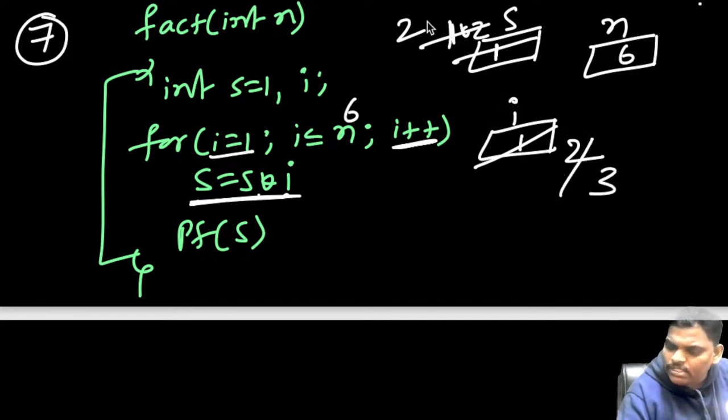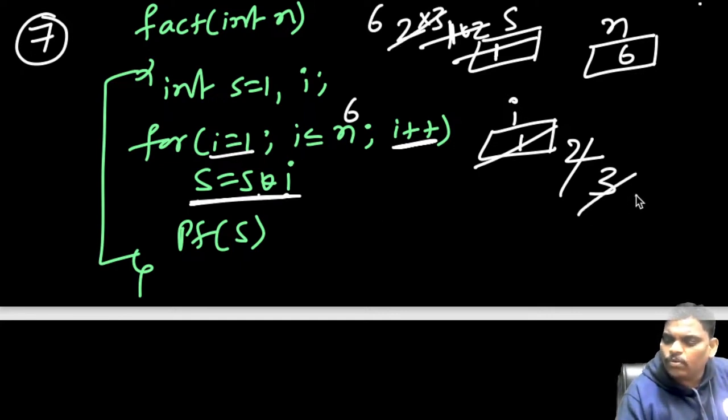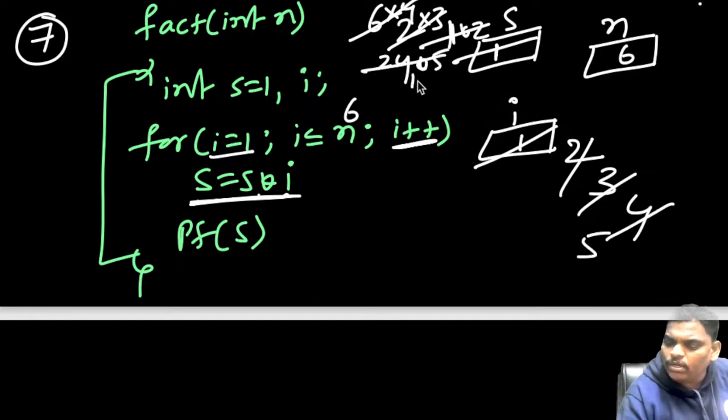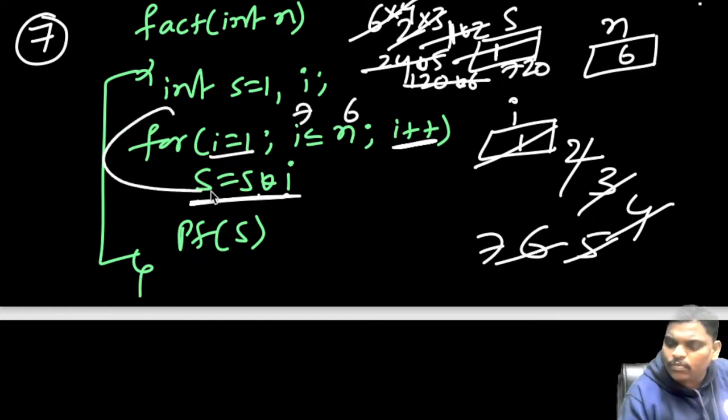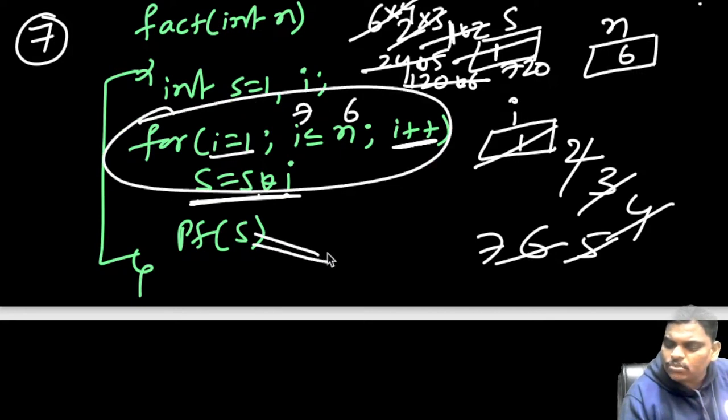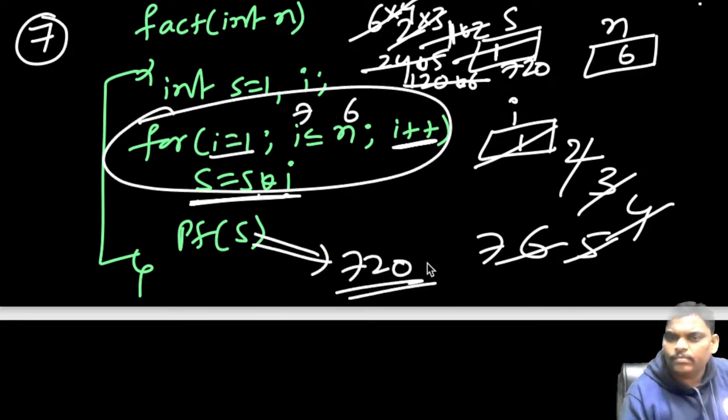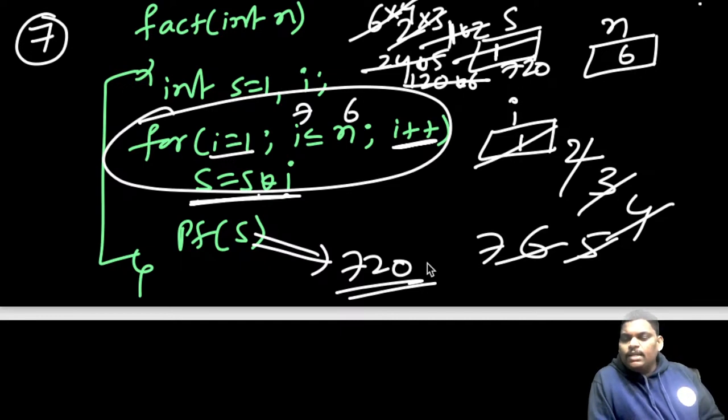So S = S * I, 2 into 3, 6. Next I value 4, 6 into 4, 24. Next I value 5, 24 into 5, 120. Next I value 6, 120 into 6, 720. Next I value 7, condition fails, so out of the for loop. Then printf. What is the answer? 720 will be printed. So for every recursion, non-recursion is possible.